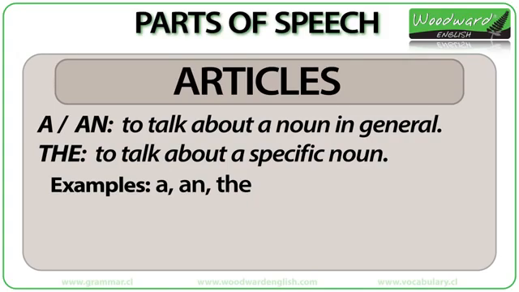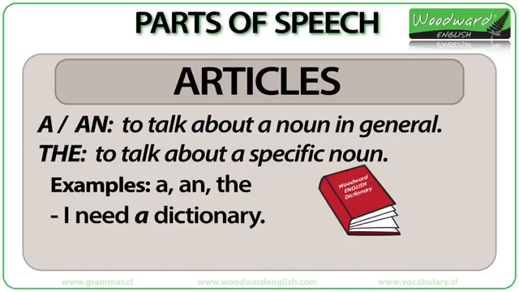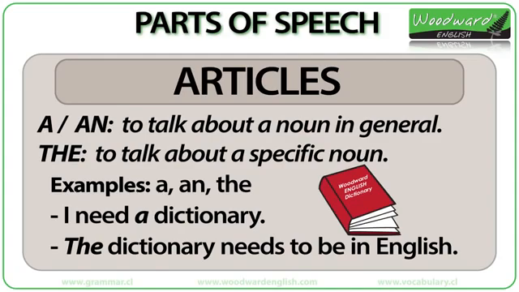A and also an are used to talk about a noun in general. The is used to talk about a specific noun. Look at this example. I need a dictionary. A is an indefinite article. We're talking about a dictionary in general. The dictionary needs to be in English. The is a definite article and is used to be more specific. In traditional grammar, articles appear under the category of adjectives.